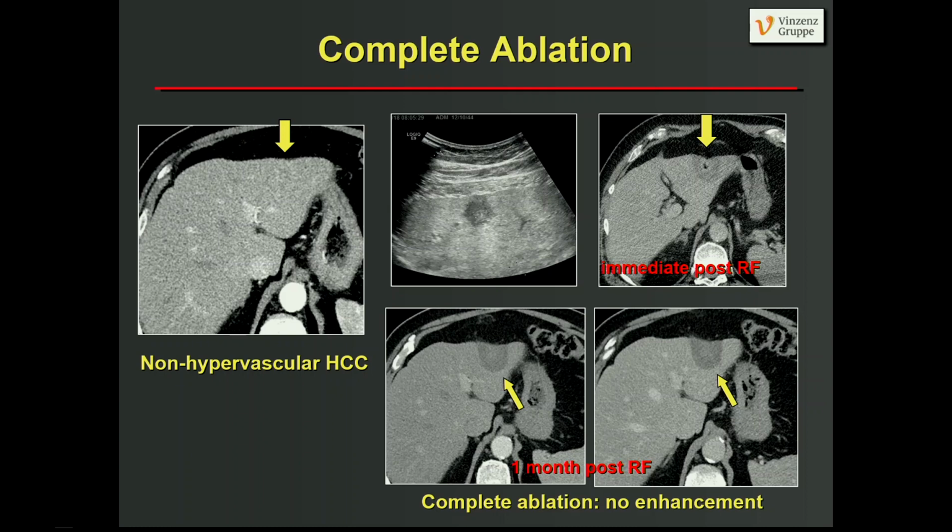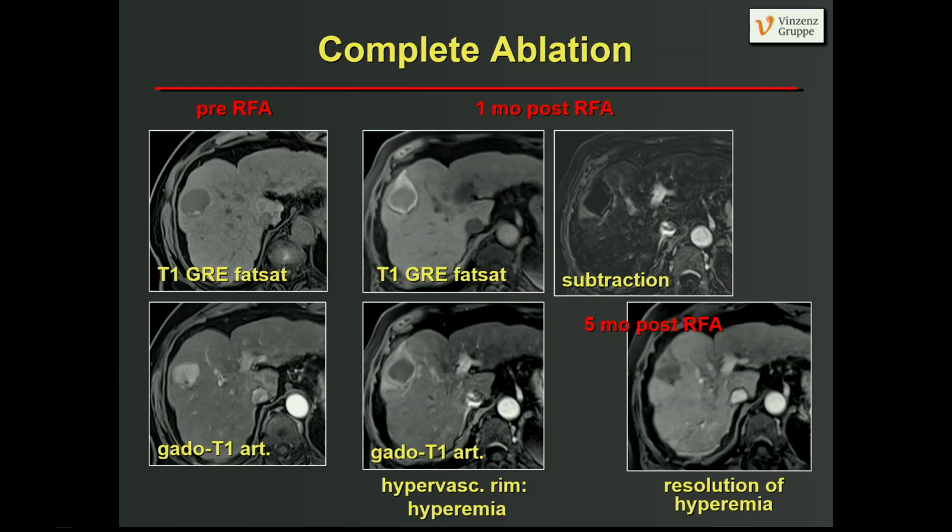And here you see the 1 month follow-up in the arterial and in the venous phase. You really see that this is a completely hypovascular, avascular defect. Actually, there's no hypervascular rim, and you see that the defect here is larger in size than the small HCC, so we can be pretty sure that we achieved a complete ablation.